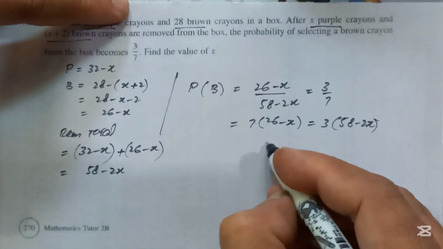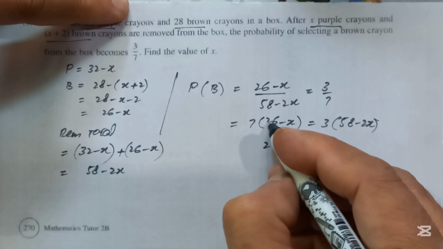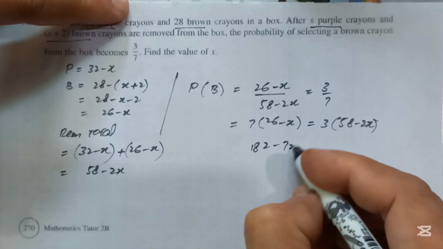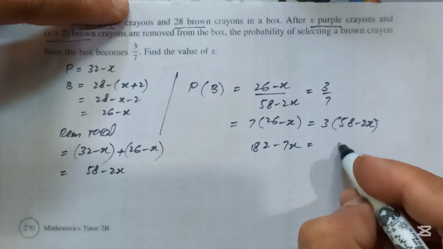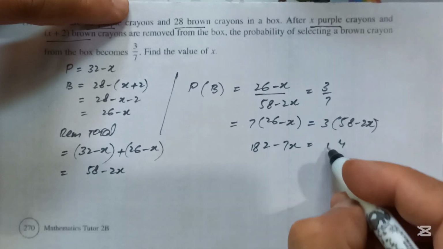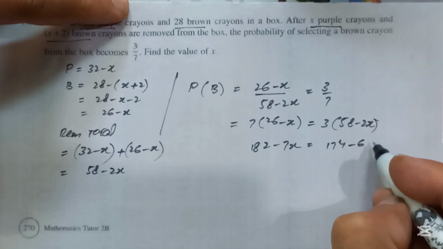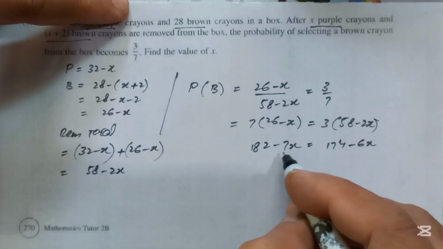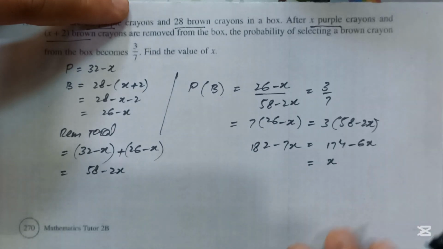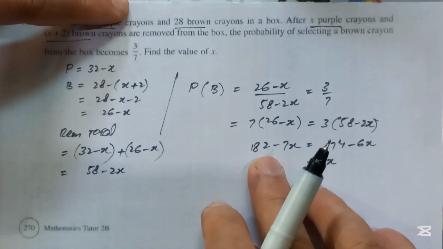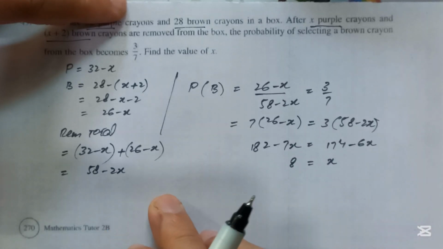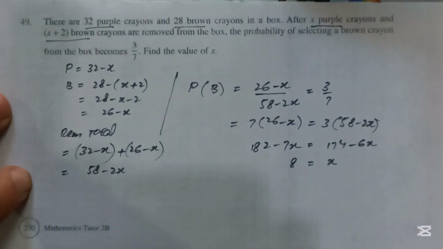Multiply the values. 7 6s are 42, 7 2s are 14, so 182 minus 7x equals 3 8s are 24, 3 5s are 15, so 174 minus 6x. This 7x will go to the right side, it will become x, and this 174 will come here, and x will be equal to 8. This is the value of x.